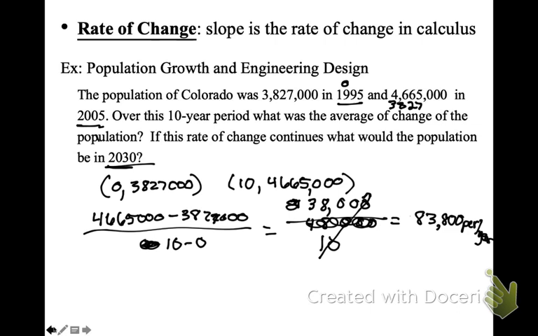Or I could start with 1995 and just go up 35 years. Either one, correct? I probably would start at ground zero. I'd do 8,327,000, which would be my y-intercept, plus my slope, my average change, 83,800, times x. So what's my x going to be?